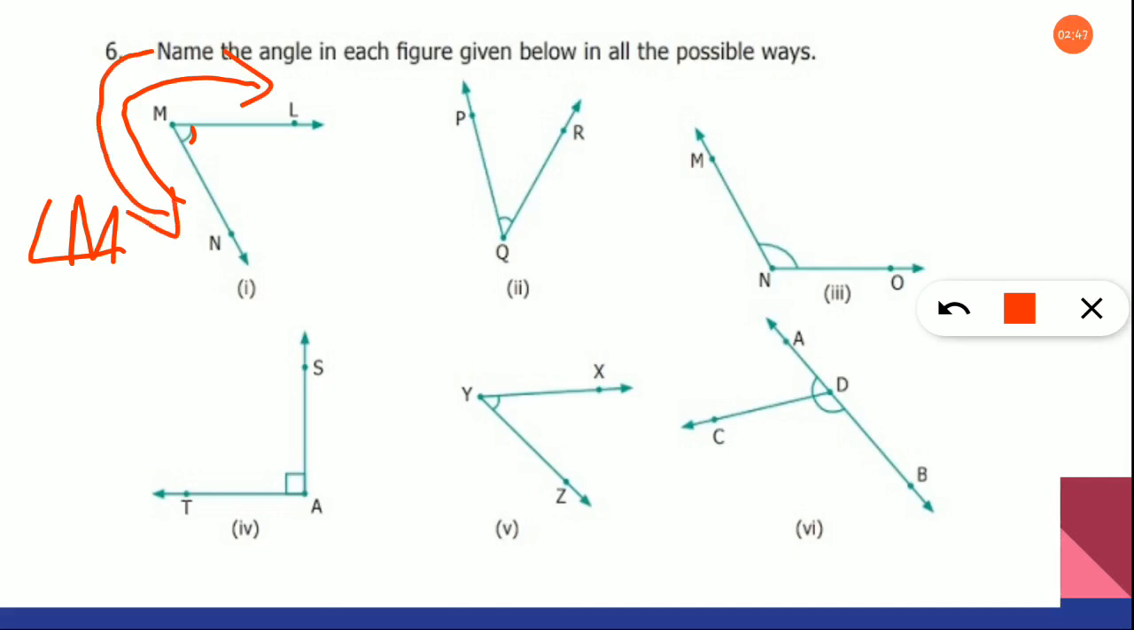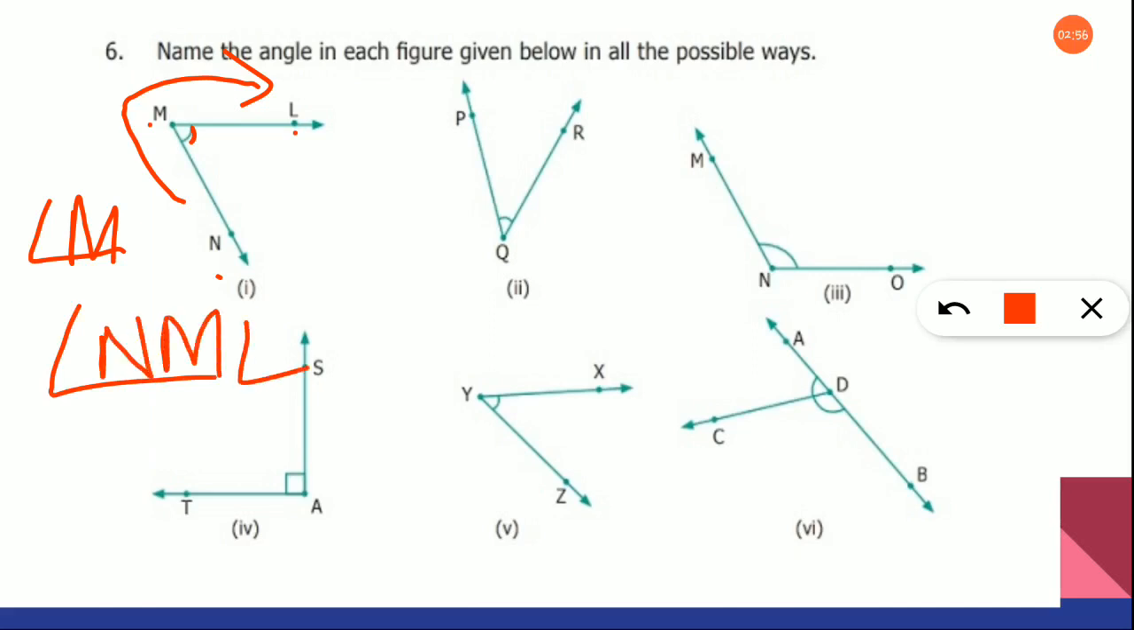Okay, now first use the first direction and tell me N, M and L. Angle N, M and L. And what is the other way? L, M and N. Angle L, M, N. Okay.